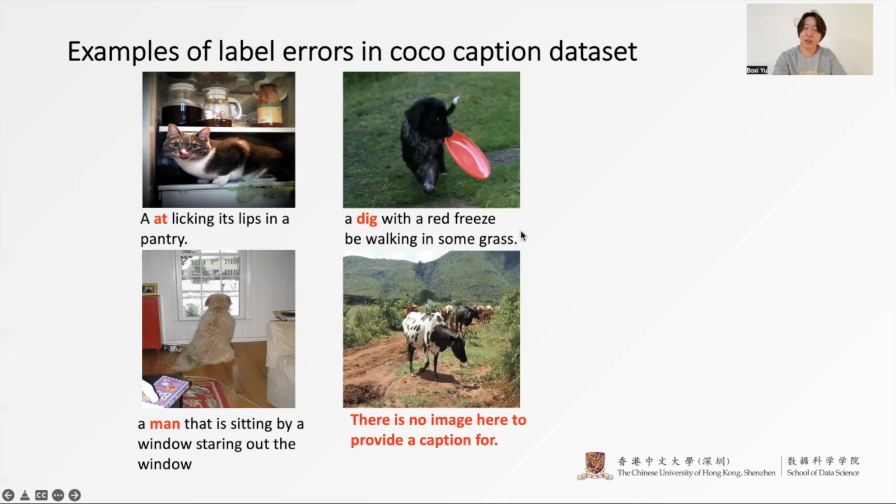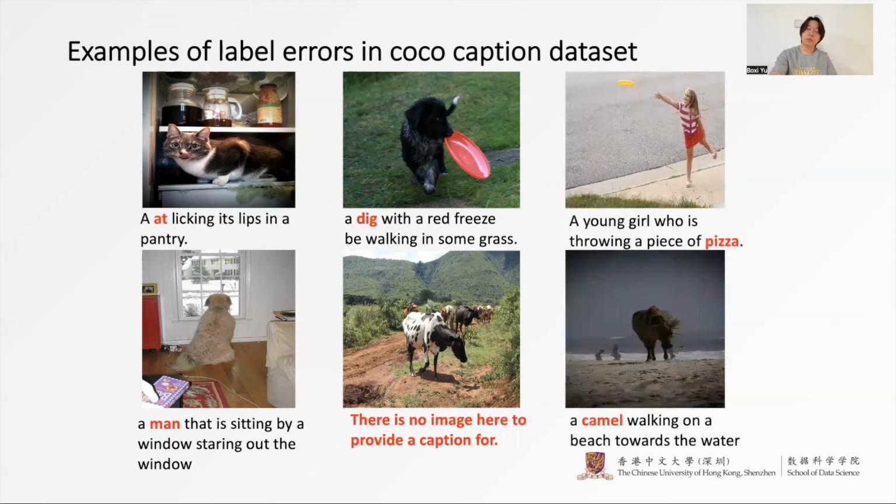And the fourth type of error, I think, may be due to internet glitches, so the person who tagged the images could not see the images from the internet, so they gave a caption like this. And the fifth and the sixth label errors are that the people who tagged the images misclassified the object in the image.